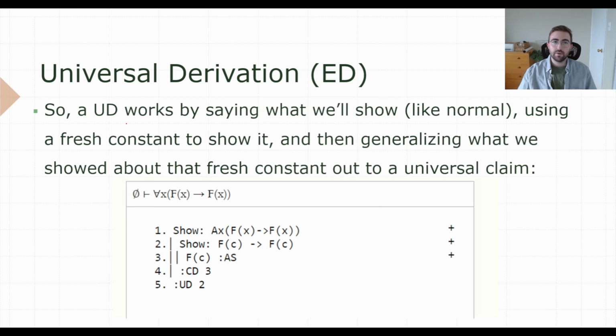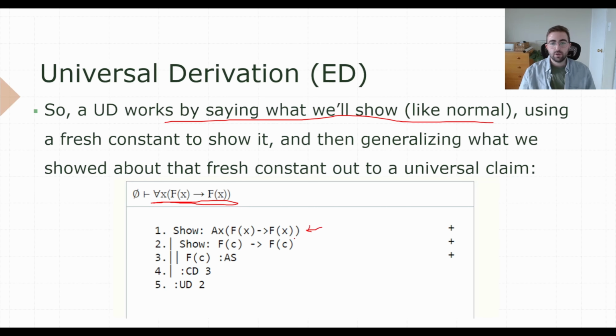So a universal derivation works by saying that we'll show some universal claim. So like normal, you write a show line. And then you have to write another show line with a fresh constant to show it. In this case, for example, you can see the example I've given you. Really, we want to show that for all x's, for anything, if it's f, then it's f. For all x's, if x is an f, then x is an f. So we write that at the beginning.